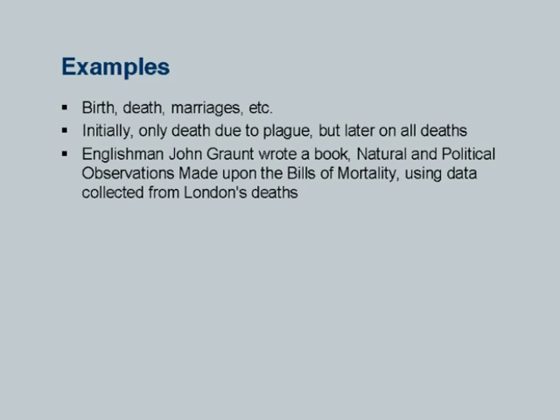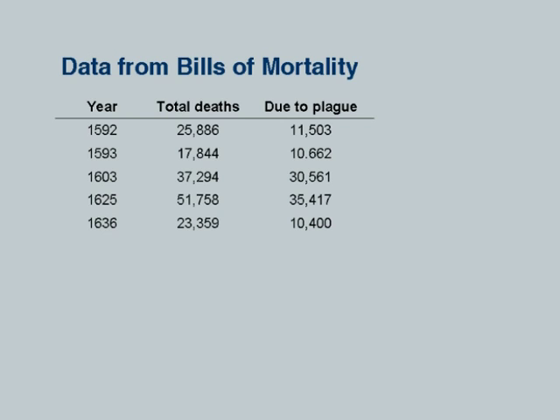So the Englishman John Graunt wrote a book, Natural and Political Observations Made Upon the Bills of Mortality. They started with the plague, okay, collected from London's deaths. So look at this statistics, year wise, total deaths and deaths due to plague. Look at the year 1603. Most of the deaths were because of plague. And so plague indeed was serious, and a lot of things developed around the plague.